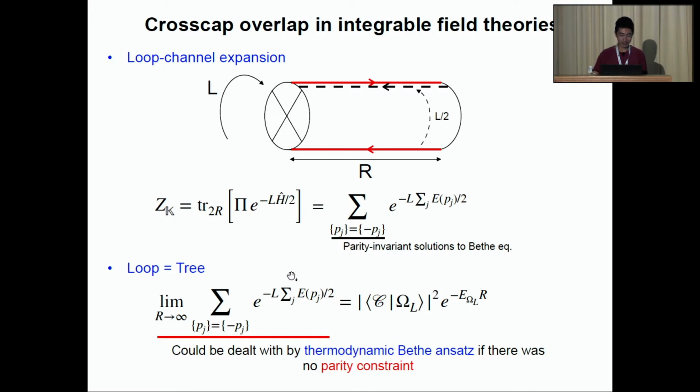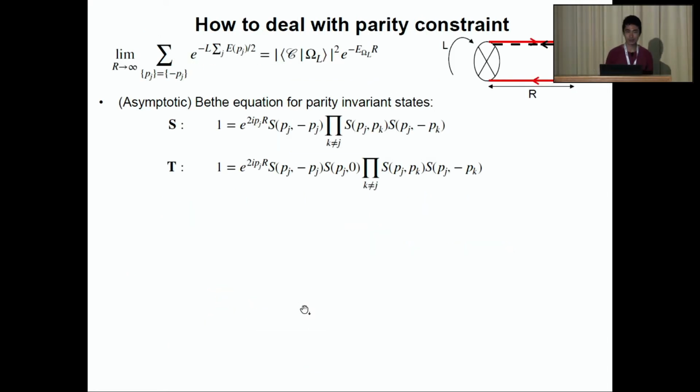So if you look at the left-hand side, then you can see that this is almost of the form of thermodynamic beta ansatz. The only difference is that we need to deal with these parity constraints because we are restricting the sum of our states to be the parity invariant states. So basically, we just need to understand how to deal with the parity constraints. So let's talk about it.